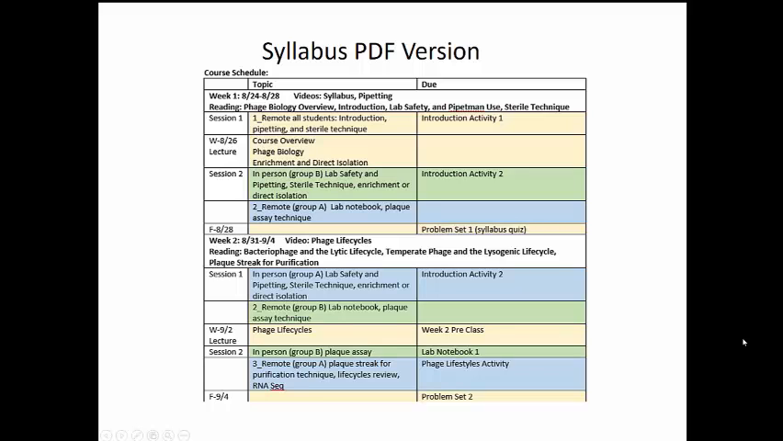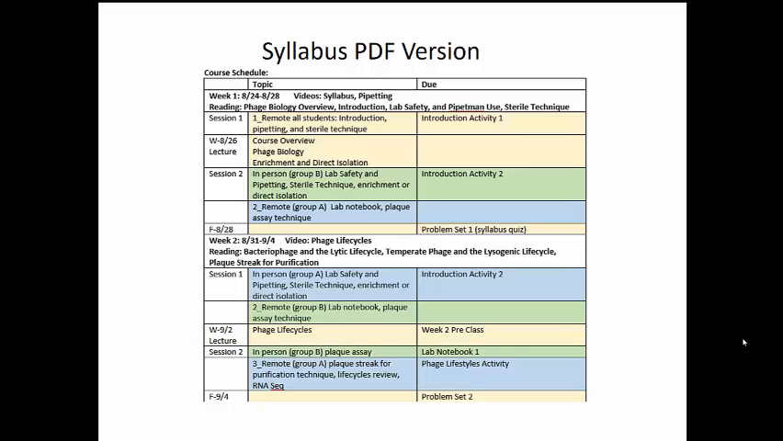A PDF version of the course syllabus that looks like the version I show here can be found on Canvas in the course information folder in the Files section. A similar version can also be found by clicking on the syllabus link on the left side of the Canvas page. Each week is divided into Session 1, the first time your lab meets for the week, either Tuesday or Wednesday, and Session 2, the second time your lab meets for the week, either Thursday or Friday, and a Wednesday lecture that is attended remotely by all Phage Lab students.